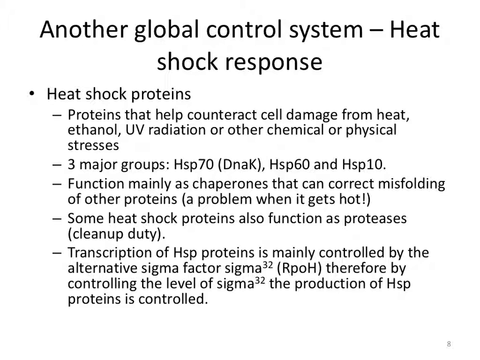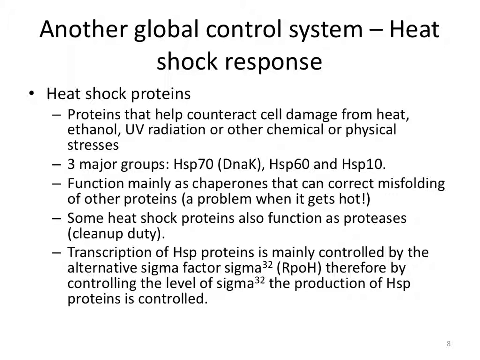There are three major groups: HSP70, also called DNA-K, HSP60, and HSP10. These proteins function as chaperone proteins in some cases. Those are proteins that can correct misfolding of other proteins. That's a real problem when temperature increases. And many of them can also function as proteases to degrade other proteins that have been denatured due to high temperature.